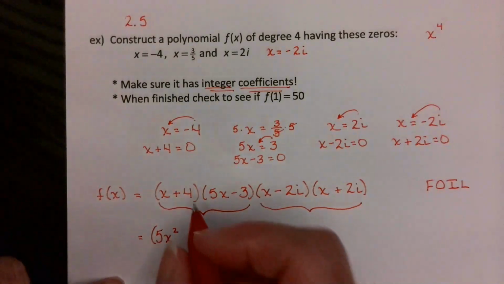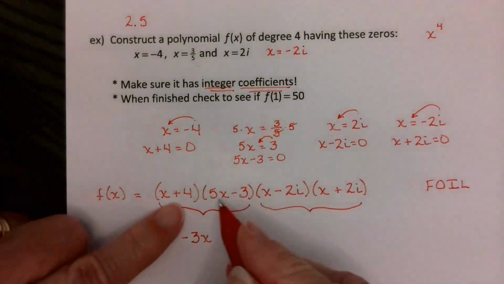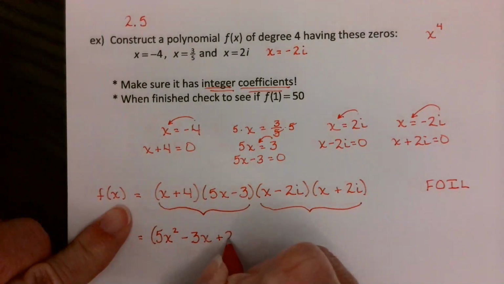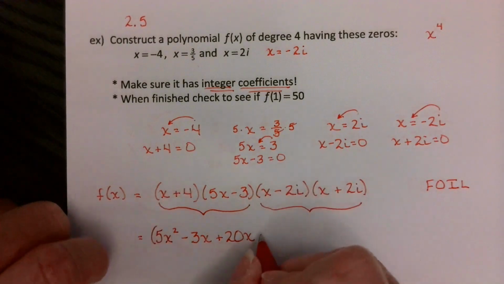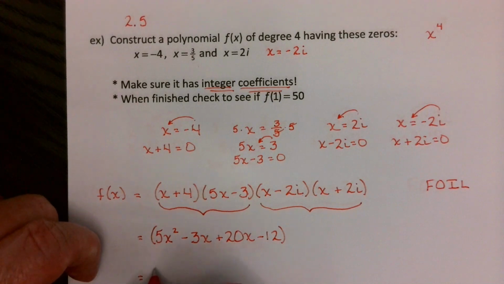Inside times inside, that gives us 20x. And then last times last gives us negative 12. So that simplified gives us 5x squared plus 17x minus 12.